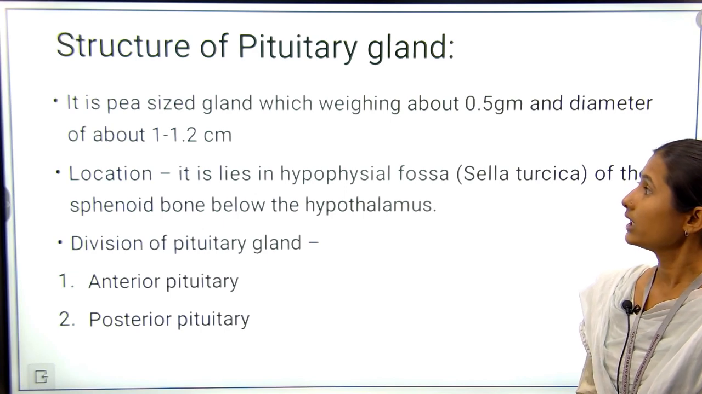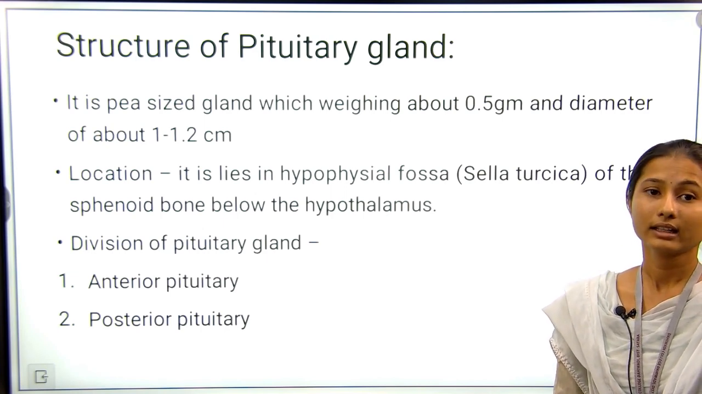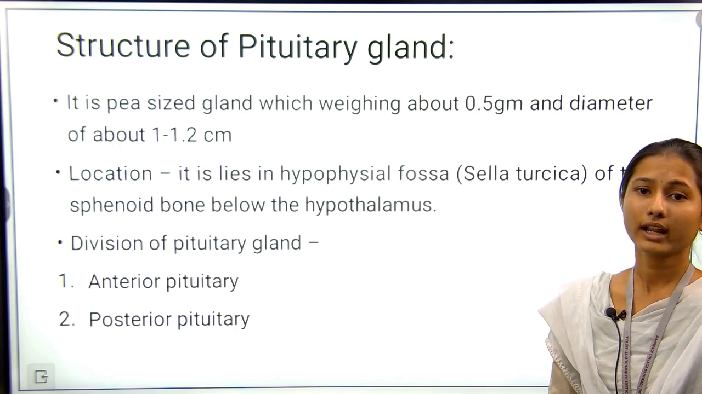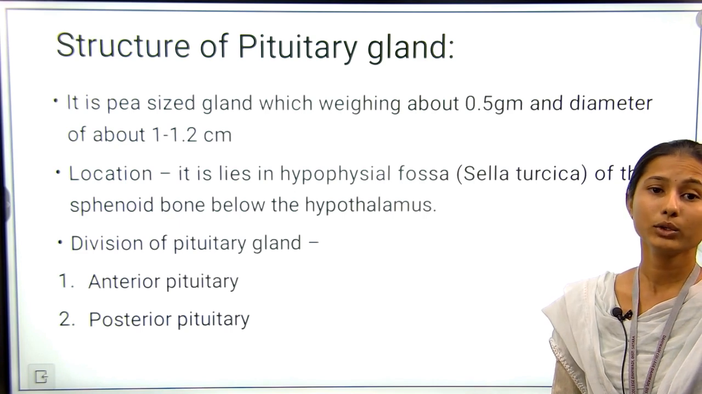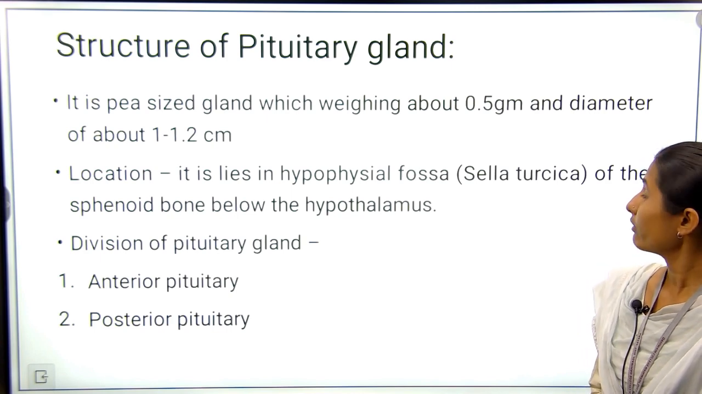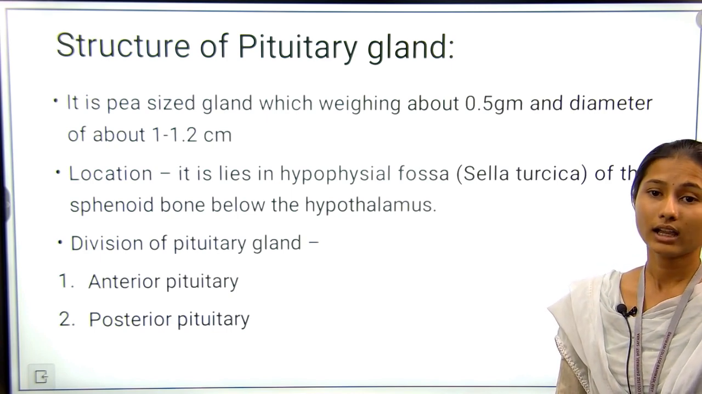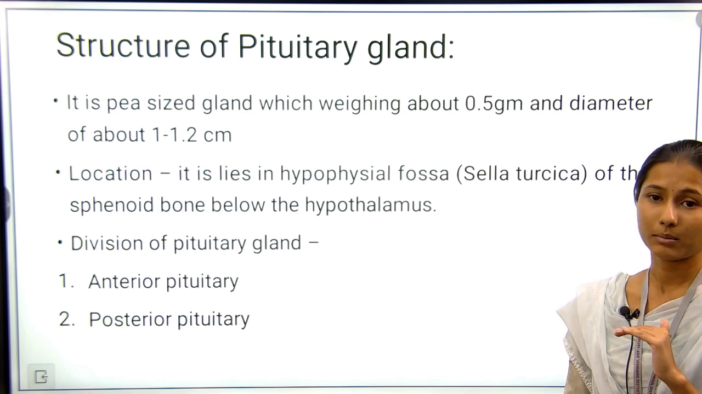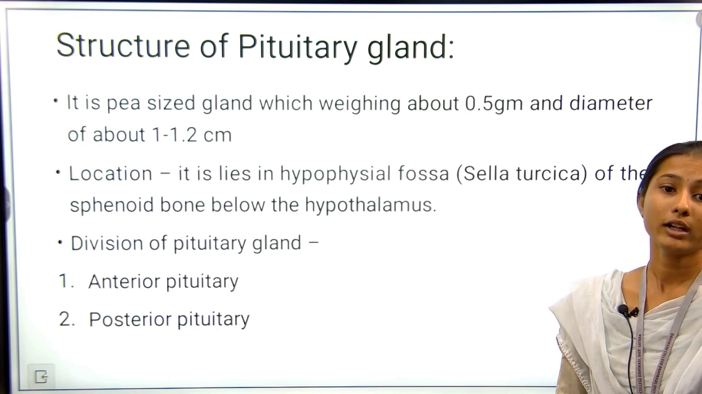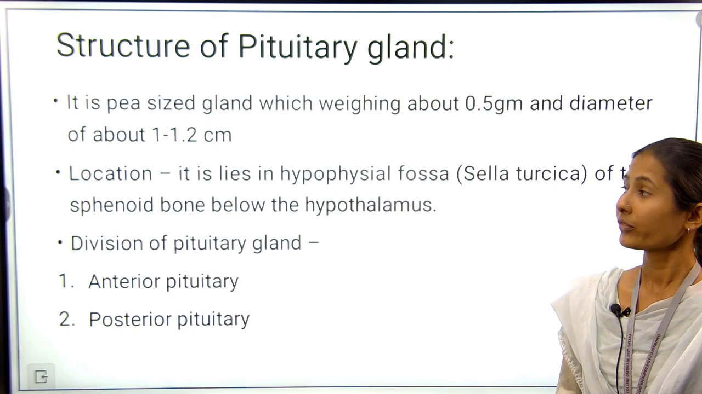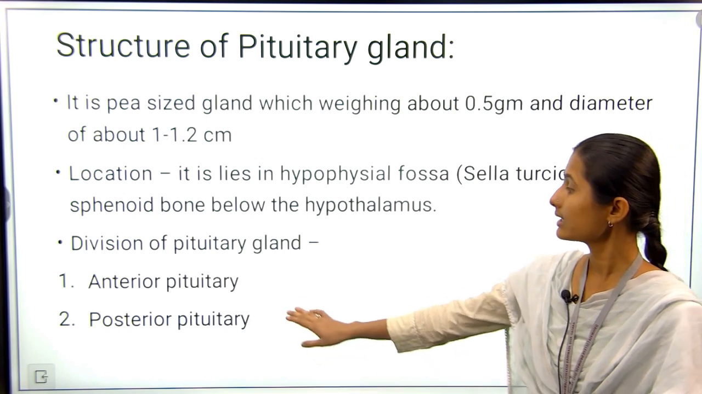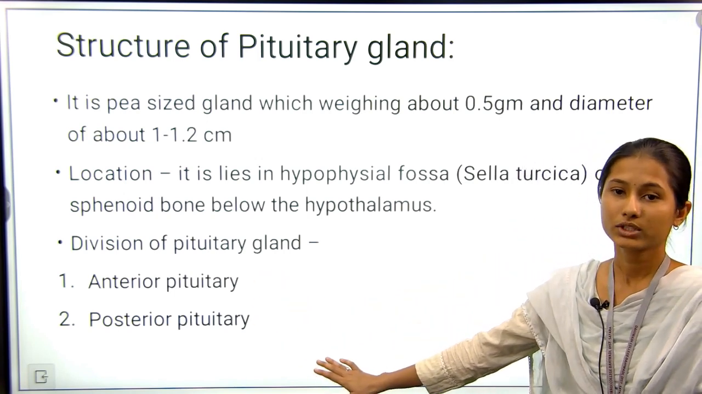Now we discuss the structure of the pituitary gland. It is a pea-sized gland, very small, weighing about 0.5 gram, with a diameter of about 1 to 1.2 centimeter. It is located in the hypophyseal fossa, also known as the sella turcica, which is present below the hypothalamus, and it is situated in a special type of bone known as the sphenoid bone. The pituitary gland is divided into two parts: the anterior pituitary and the posterior pituitary.